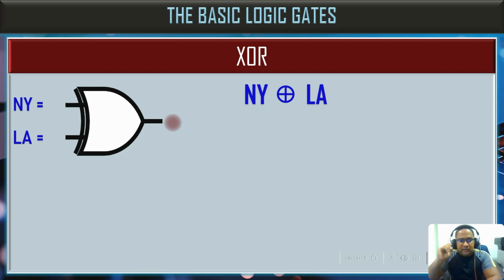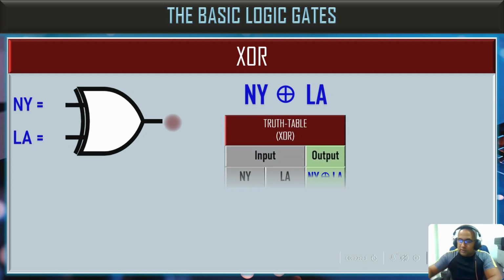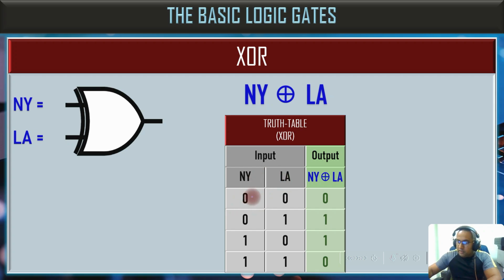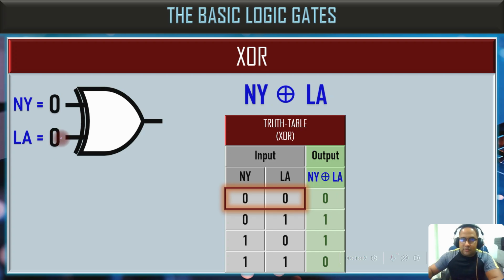Now, let's define the following. 0 means not traveling. 1 means traveling, okay? Checking the first input combination, not traveling to New York and not traveling to Los Angeles. I ask you, will the trip happen? No. That's why the output is 0. So the trip didn't happen.